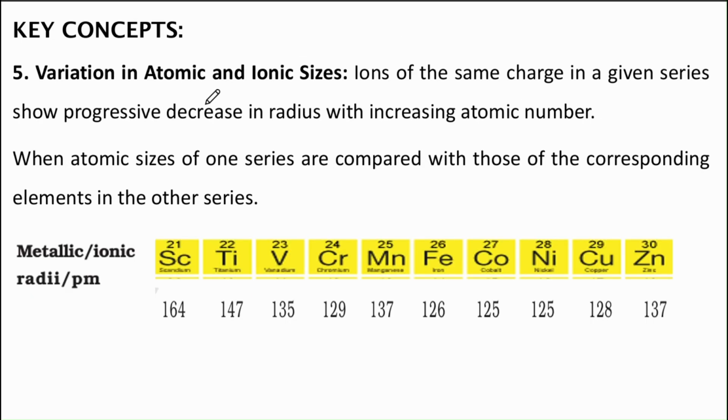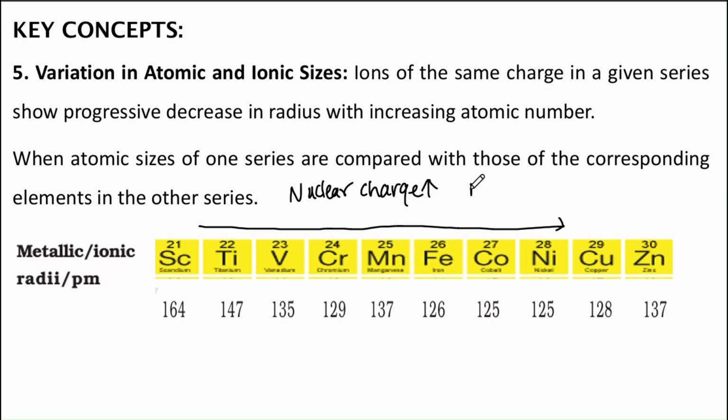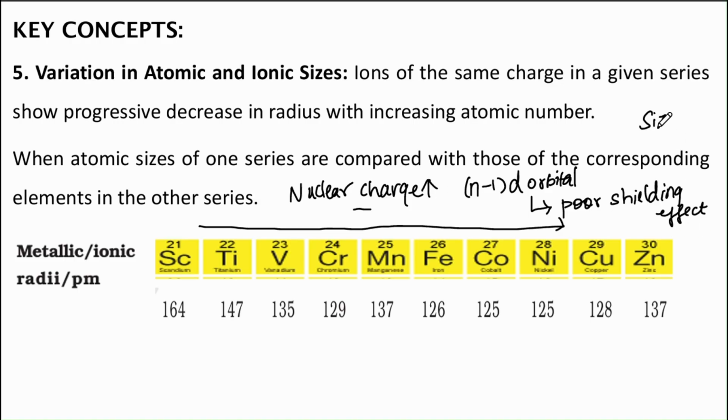The next concept is the variation of atomic and ionic sizes. As we move across the series, the nuclear charge increases by 1 unit and the incoming electron is added to the d orbital. So we already know that d orbitals exhibit a poor shielding effect. Due to the poor shielding effect, the increased nuclear charge attracts the outermost electron more towards itself. As a result, the size decreases.